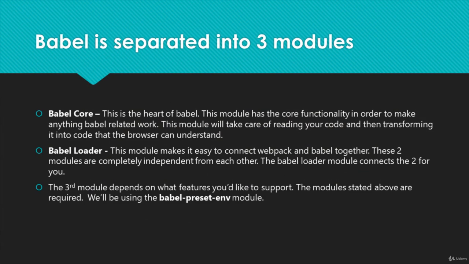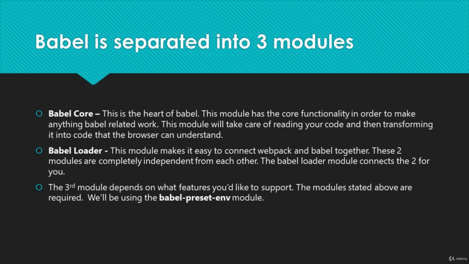In order to use Babel, we have to load 3 different modules. Babel is a very modular tool, meaning that the code is split up into different modules so you can pick what you want to use and leave the rest behind. Usually, you'll end up using a minimum of 3 Babel modules. The first module is the Babel-core. This is the heart of Babel. This module has the core functionality in order to make everything Babel-related work. This module will take care of reading your code and then transforming it into code that the browser can understand.